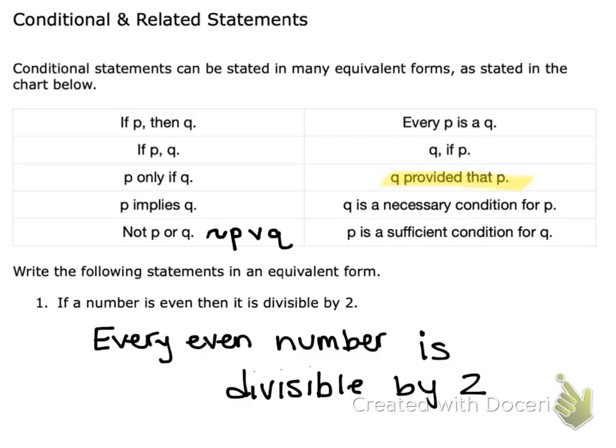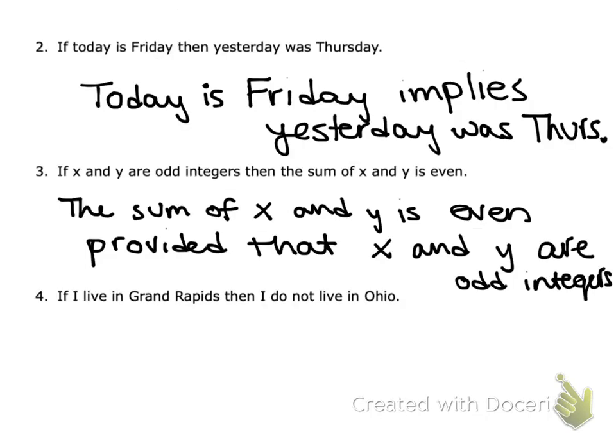All right, for number 4, let's try this one. How would we say that? Go ahead, Hannah. Living in Ohio is a necessary condition for living in Grand Rapids. I'm going to just throw one word in there, not living in Ohio. And that would be perfect.